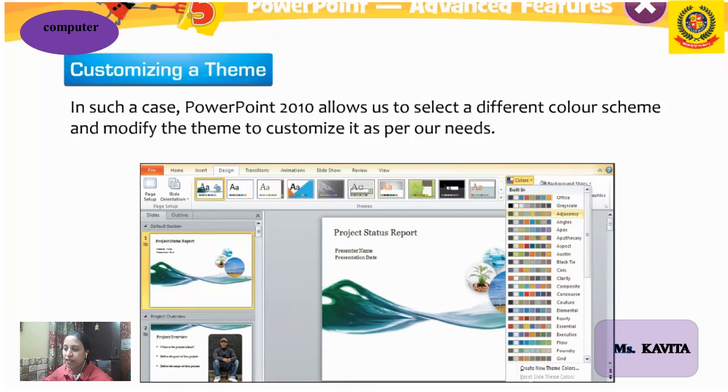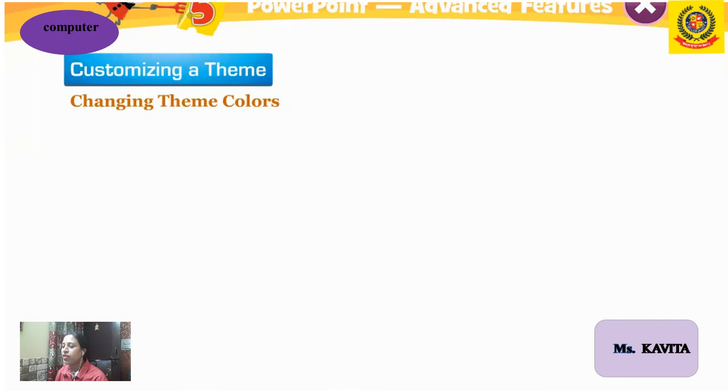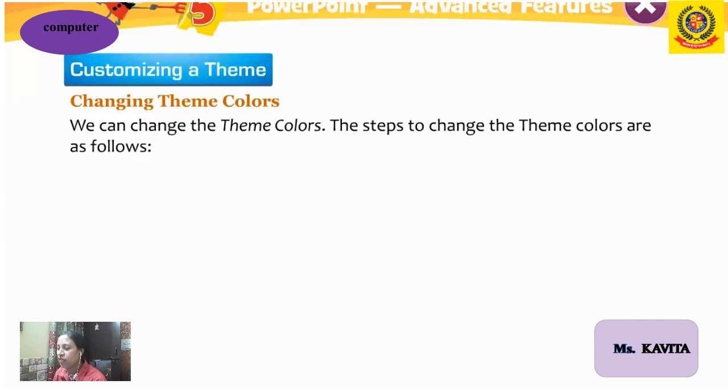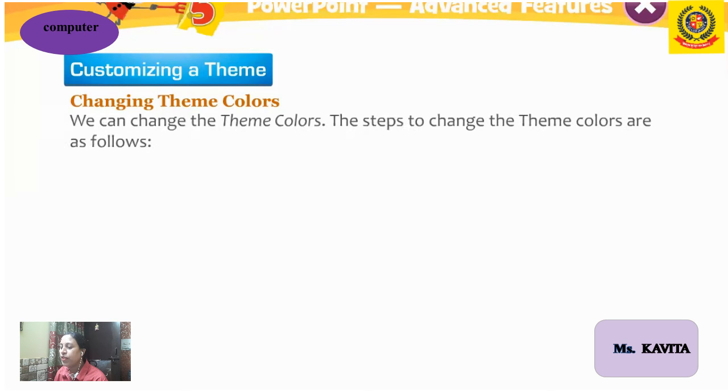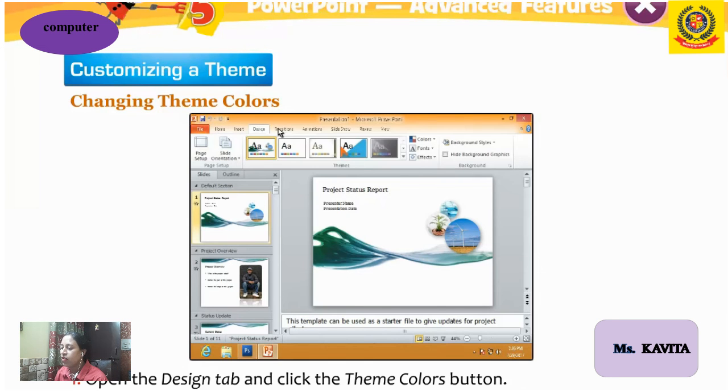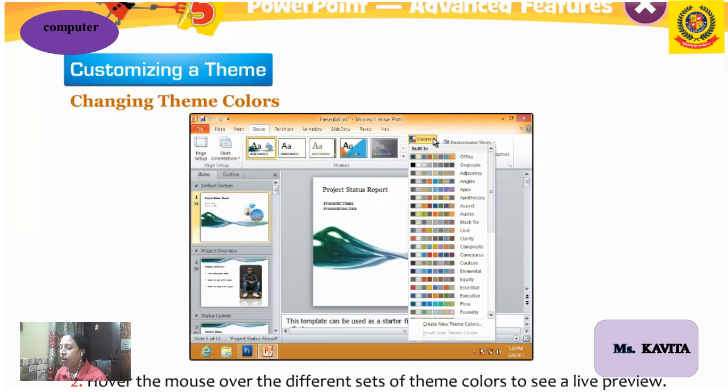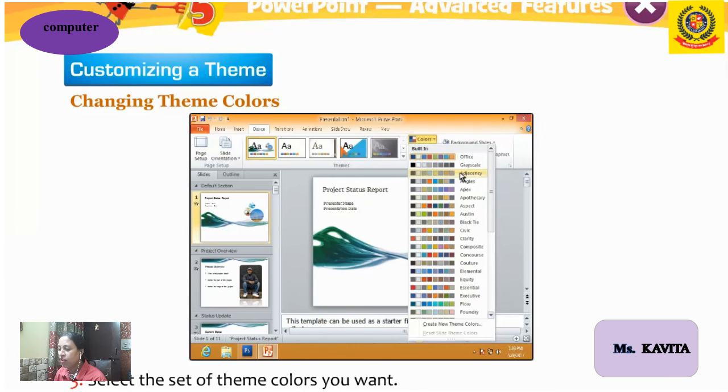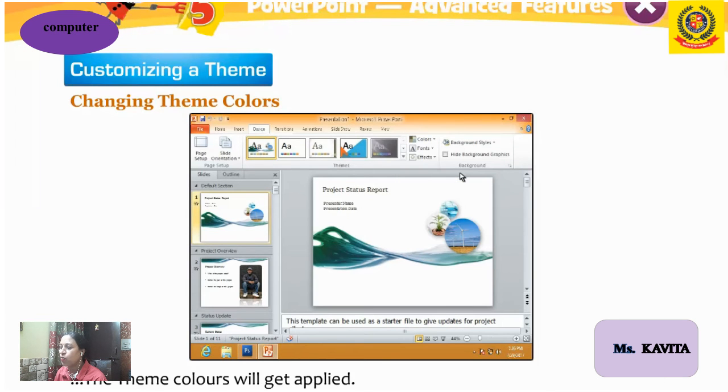In such a case, PowerPoint 2010 allows us to select different color schemes and modify them to customize. Now, how to change the theme colors? The steps to change the theme colors are as follows. Open the Design tab, click on the theme colors button. A drop down menu will appear. Hover the mouse over the different sets of theme colors to see a live preview. Select the set of theme colors you want. The theme colors will get applied to the design.